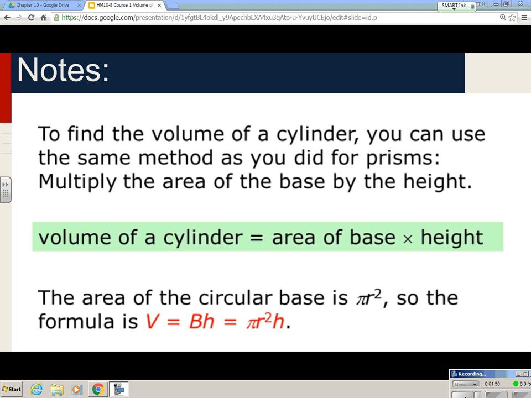Now, the area of a base is a circle, okay? And with a circle, when you got to find the area of that, it's pi times radius squared, pi r squared. So the formula is the same, V equals base times height, but remember that the base is pi r squared. So it's really pi r squared times height. So pi times radius squared times height. So have this written down, and then let's go do some problems using this formula so we can get good practice.